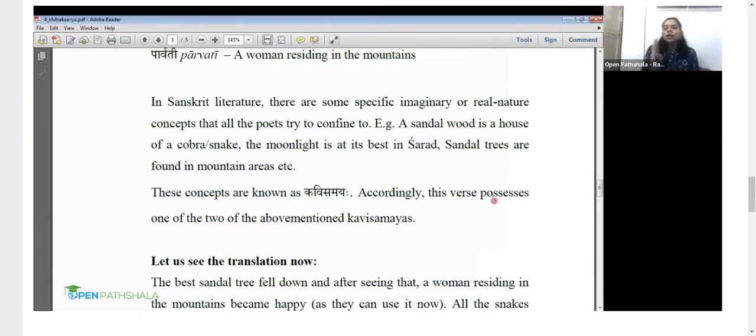So we have this concept called kavi samaya in Sanskrit, and in Sanskrit classical literature, you find these kinds of references everywhere. Or there is this famous kavi samaya that there is this bird called chakora, and that chakora survives on moonlight.